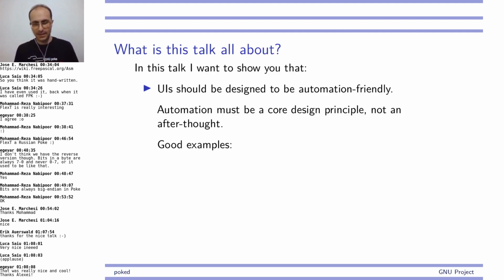Here, my main claim is that we should design UIs to be automation friendly. That should be a core design decision, not just an afterthought, where we have our program, which is, for example, a GUI or TUI or anything, and we want to add some stuff like plugins. I don't like this approach.